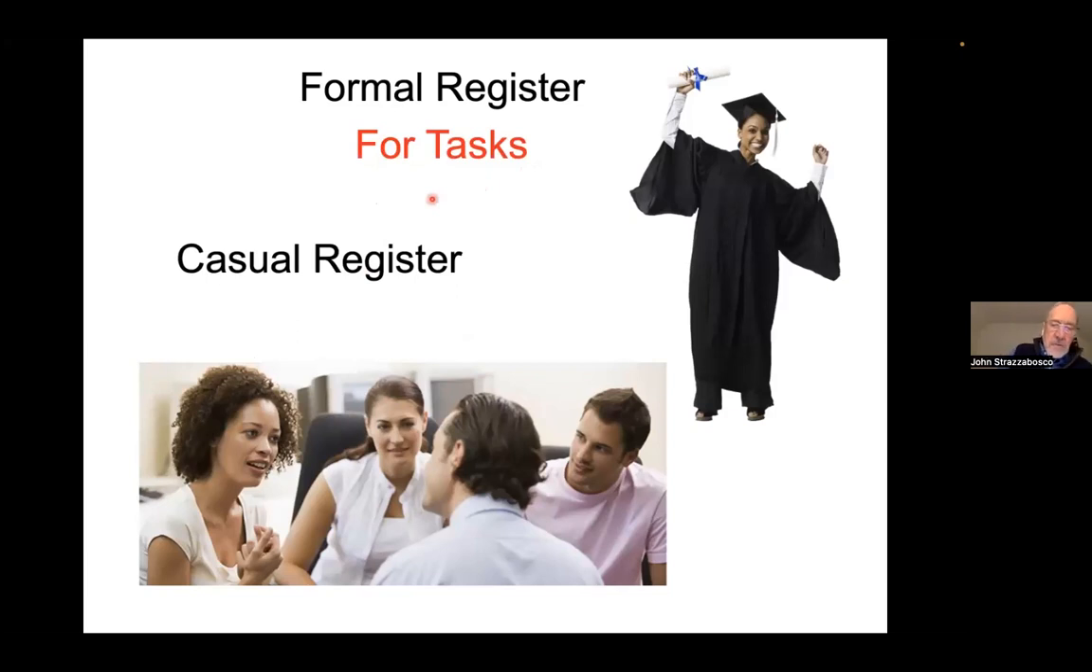Formal register is really efficient, and it's used then for tasks like school, business, or those are some areas where we need efficient language.